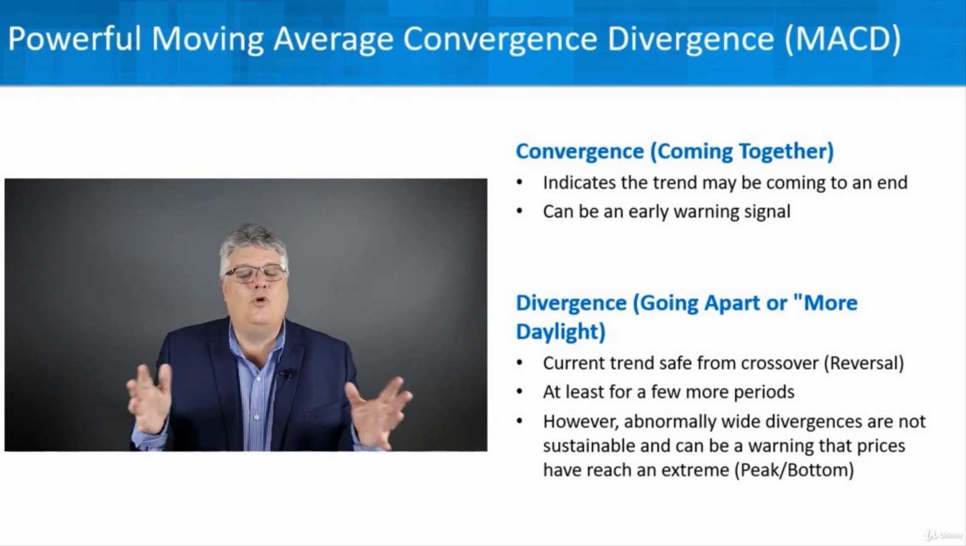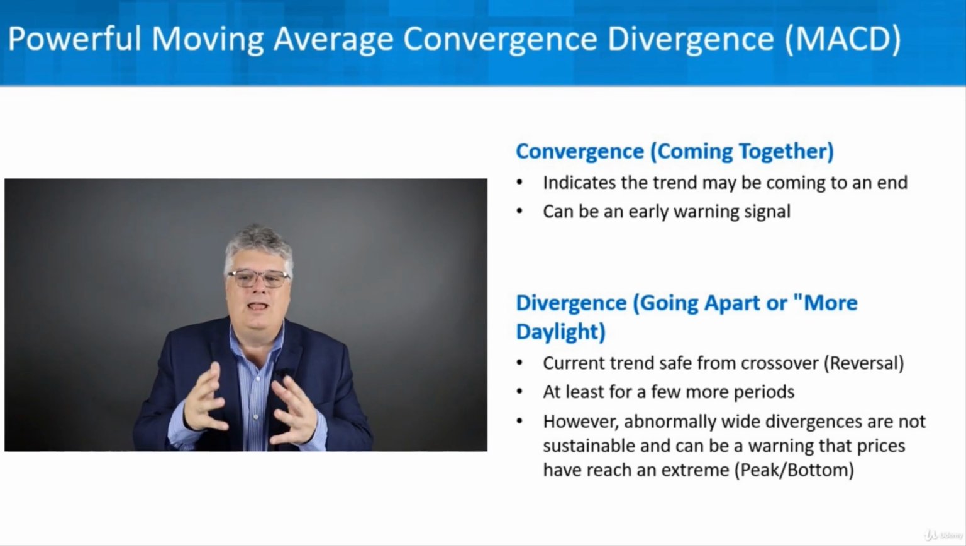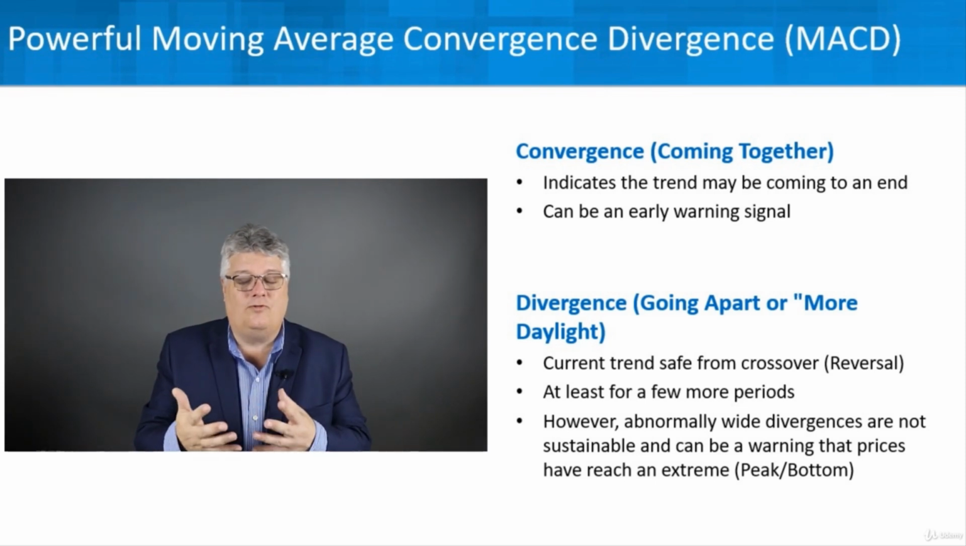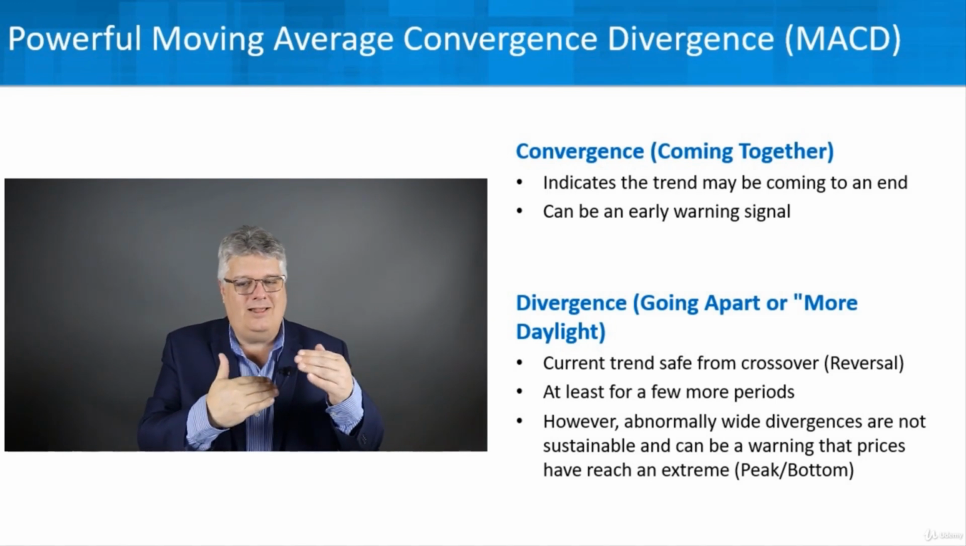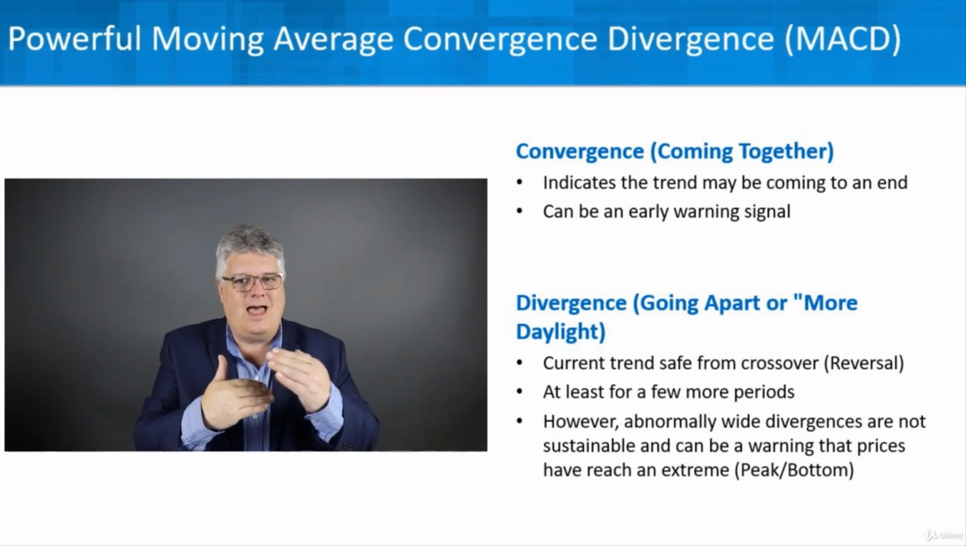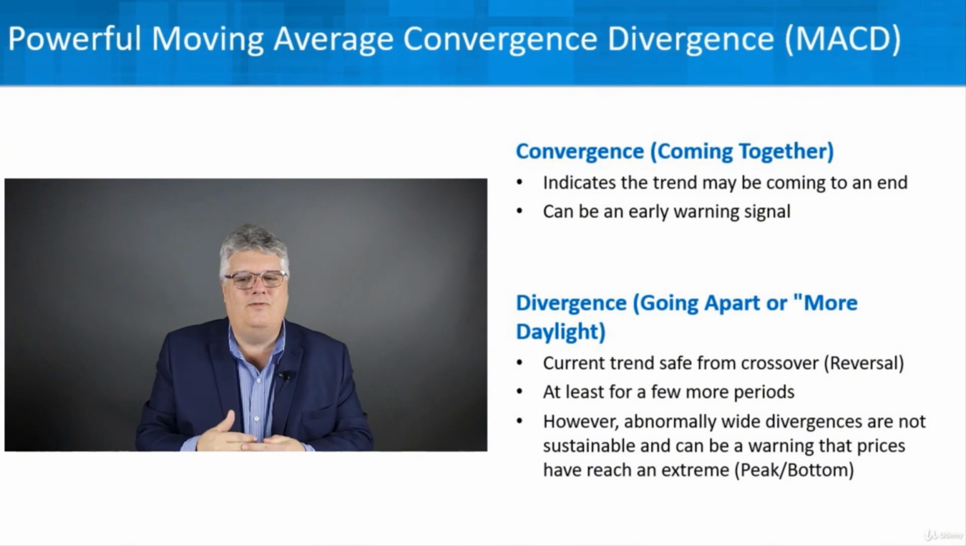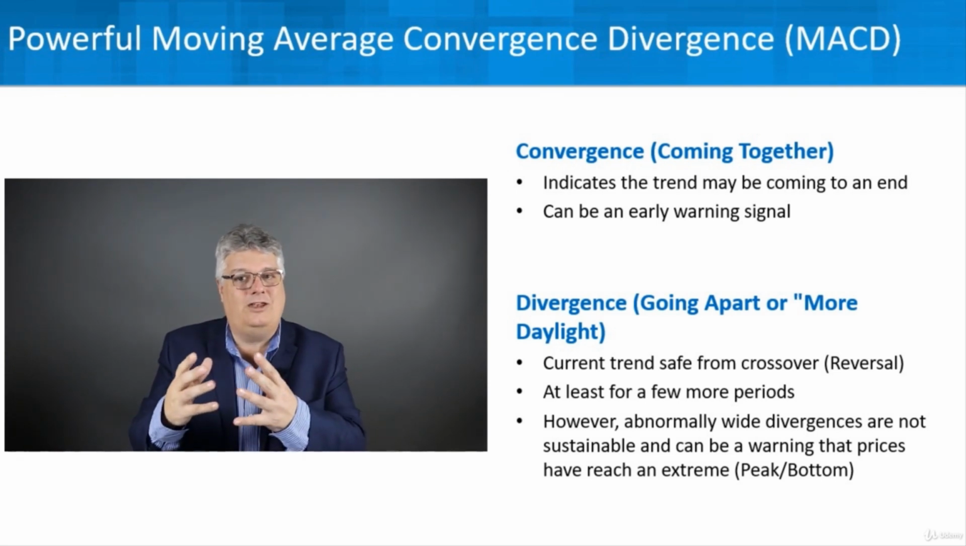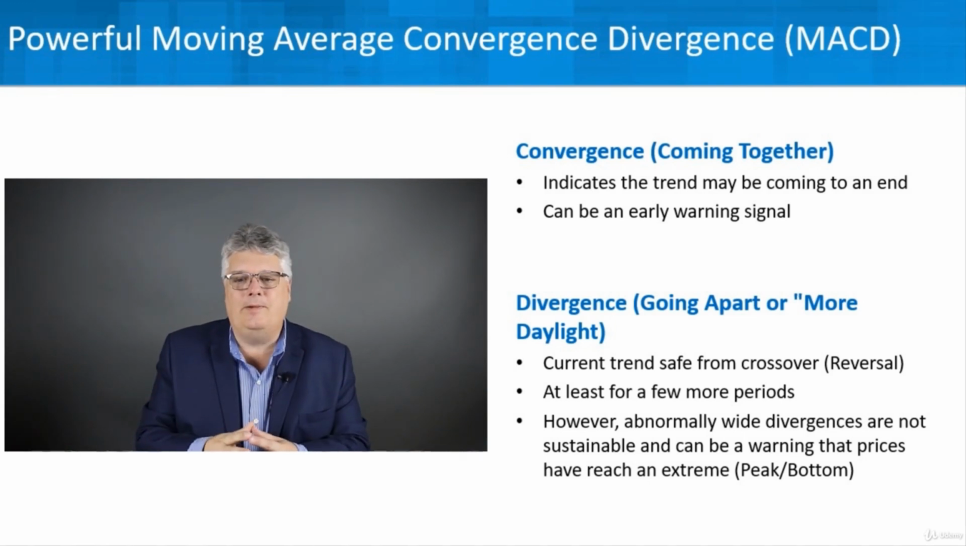A divergence, think of that as going apart, or more daylight, might be a way to think of it. And so the current trend is safe from a crossover or a reversal. Remember, we were looking at those ones with more daylight. We knew that on the far left of the graph we had a lot of daylight, so it had to come really far to get to that moving average. We had a little bit of safety there. So divergence, more daylight or going apart, is an indicator that the trend is not going to reverse. If anything, the trend might be safer for a longer period of time. We will continue to ride that trend, at least for a few more periods, maybe.